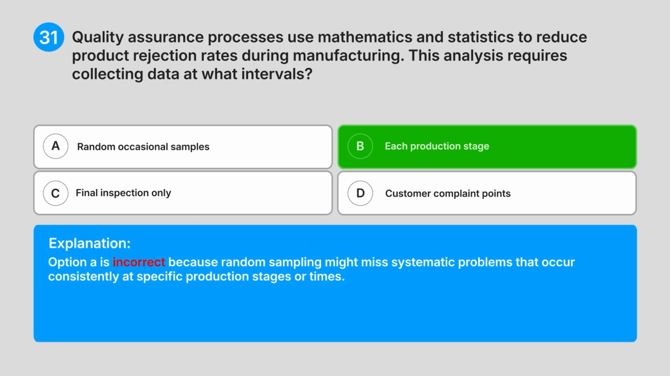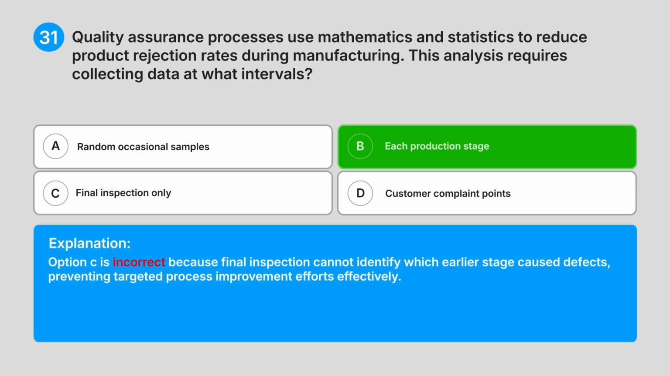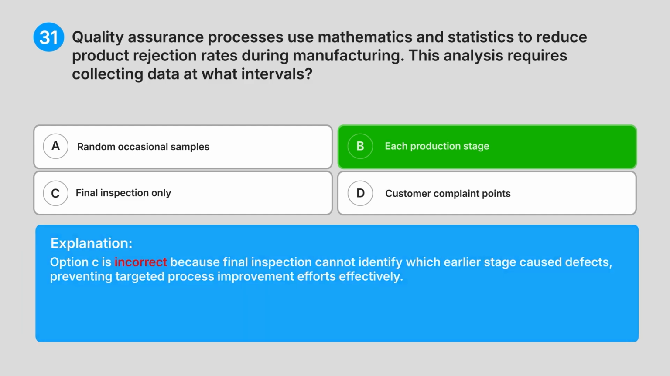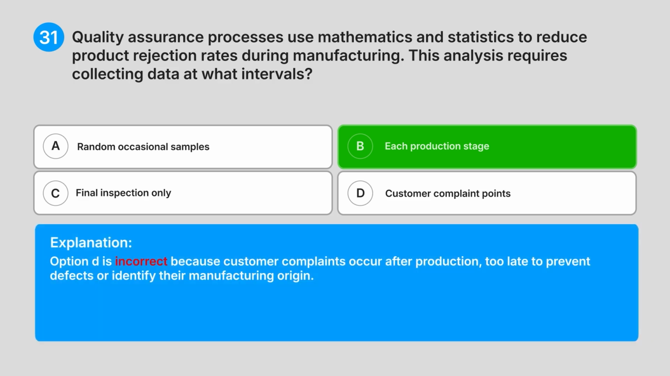Option A is incorrect because random sampling might miss systematic problems that occur consistently at specific production stages or times. Option C is incorrect because final inspection cannot identify which earlier stage caused defects, preventing targeted process improvement efforts effectively. Option D is incorrect because customer complaints occur after production, too late to prevent defects or identify their manufacturing origin.